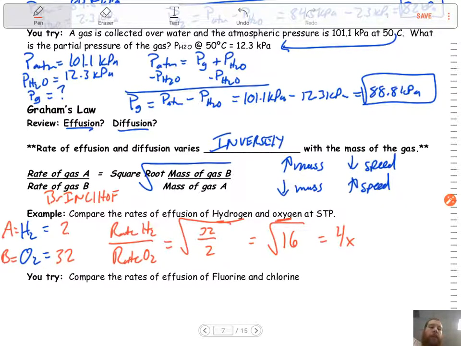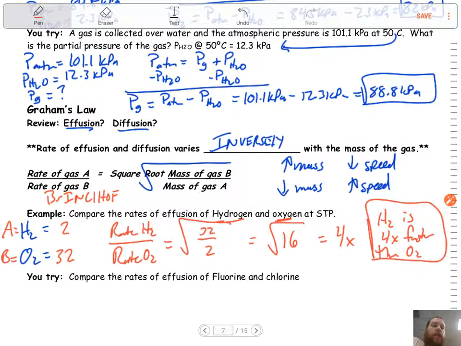Now, there's no unit here, guys, because the mass units would cancel out. What you've got to remember is that this is saying it's 4 times. So the rate of gas A is 4 times as fast as the rate of gas B. In our case, this is saying that hydrogen is 4 times faster than oxygen, and that's going to be your final answer. It's kind of writing that statement. Whatever you said gas A was is going to be that many times faster than gas B.